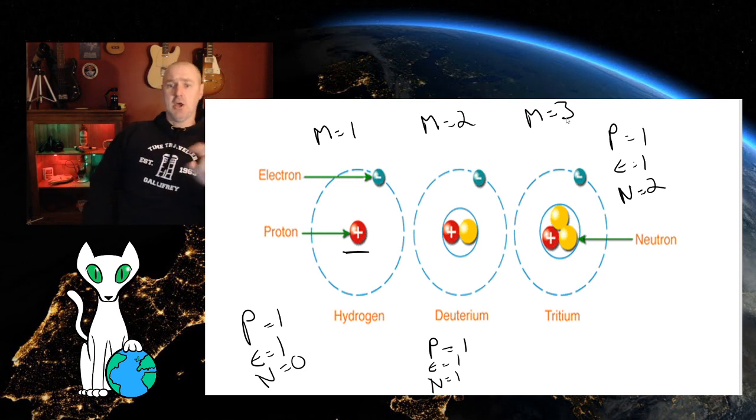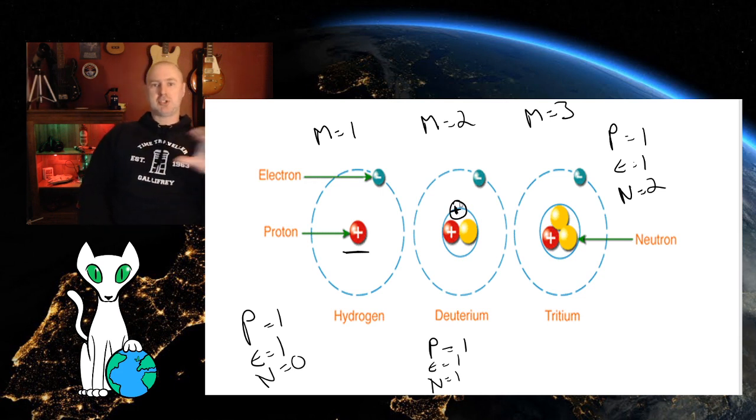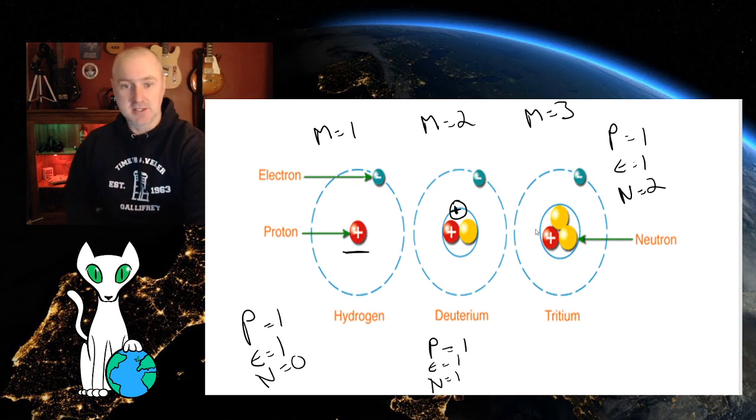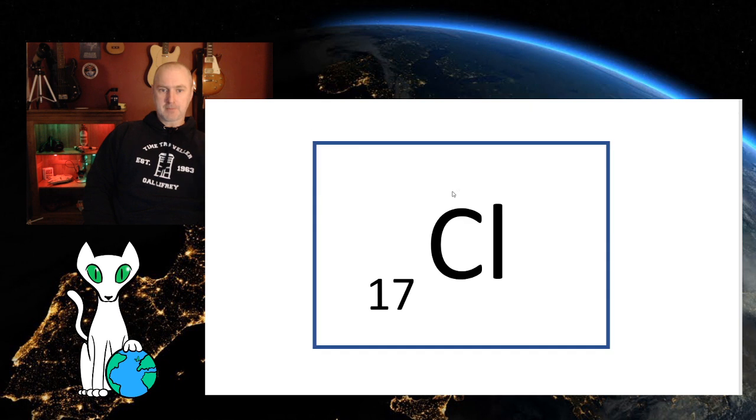Now sometimes you will be given 3 elements like this, but one of them will have a different number of protons. And it will say to you which 2 of these are isotopes of each other. In that instance, you're just going to look at the 2 that have the same number of protons. So atom 1 and atom 3 will be isotopes of each other. Atom 2 will be a completely different element because it's got a different number of protons.